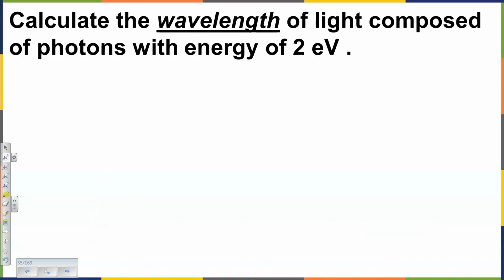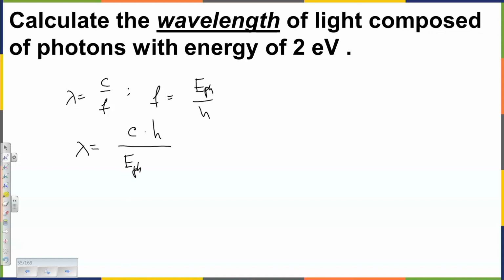Calculate the wavelength. Well, now we make a step further. The wavelength equals the speed of light over frequency, and the frequency equals photon energy over Planck's constant, and that gives wavelength is equal to speed of light times constant divided by energy.